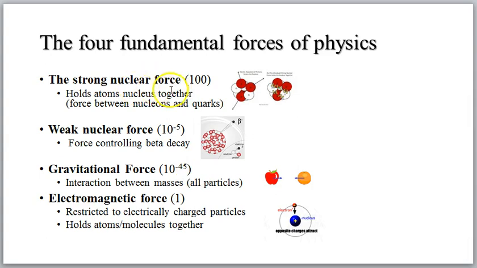We also have our strong nuclear force. If the electromagnetic force has a strength of 1, strong nuclear force has a strength of 100. That's what's holding the nucleus of our atoms together, the force between the nucleons and the quarks, or the protons and the neutrons in classical physics. Our weak nuclear force is still much stronger than gravity, but weaker than our electromagnetic force. That's what's responsible for controlled beta decay, or the release of radioactive beta particles from our atoms.